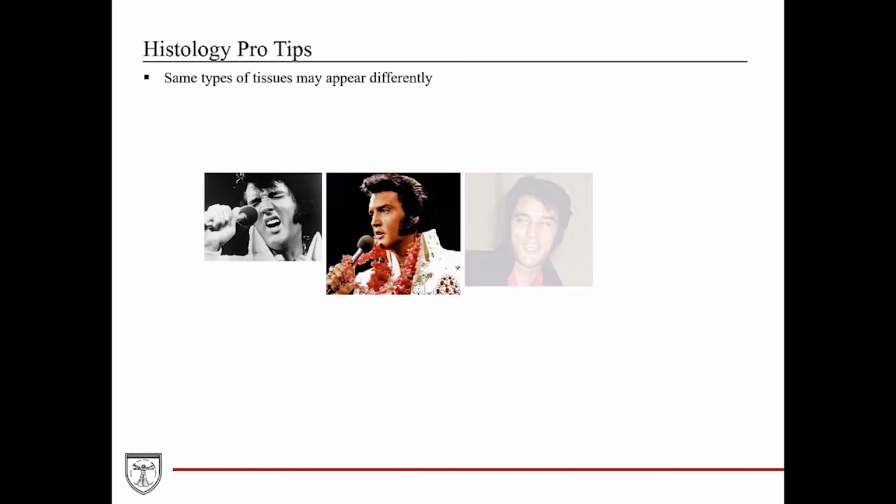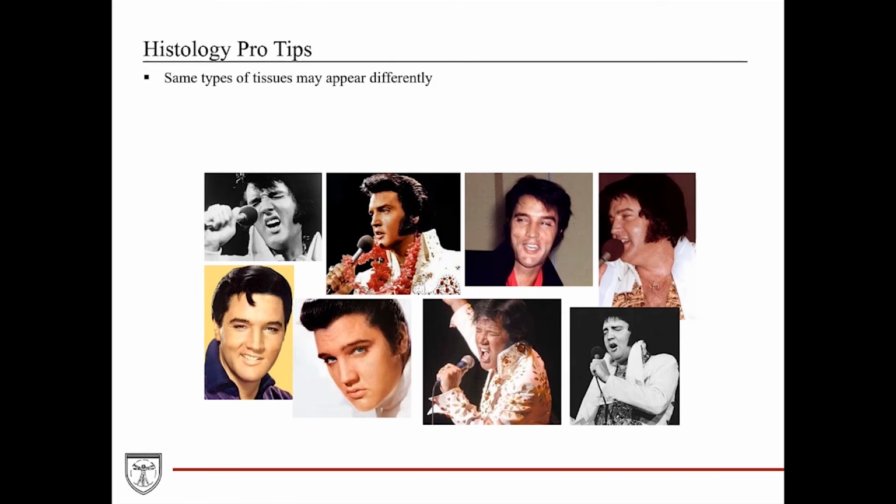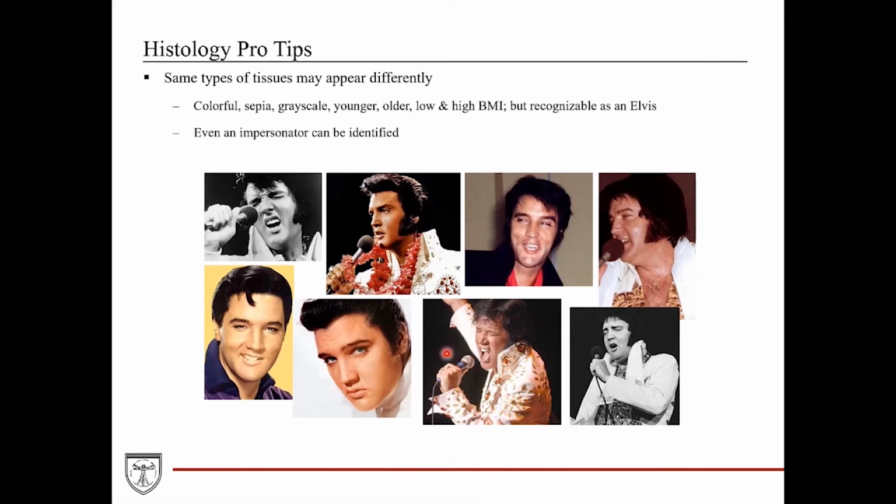For example, let's go back to our favorite actor, Elvis. And as you can see, there are some different versions of Elvis here in grayscale, in color, younger version, older version, as well as the versions with different levels of BMI. But we can recognize each one of these images as that of Elvis. Even an impersonator can be identified. We know that this is not real Elvis, but this person is impersonating Elvis.